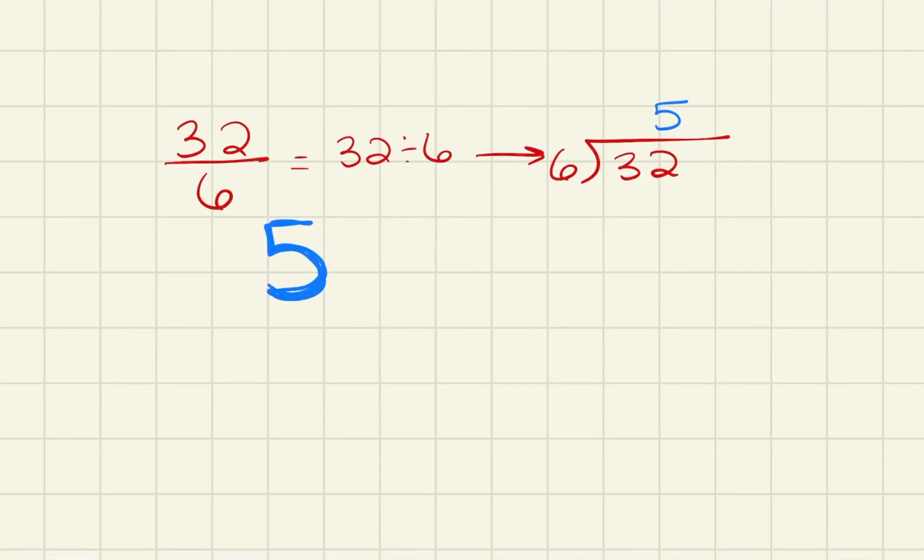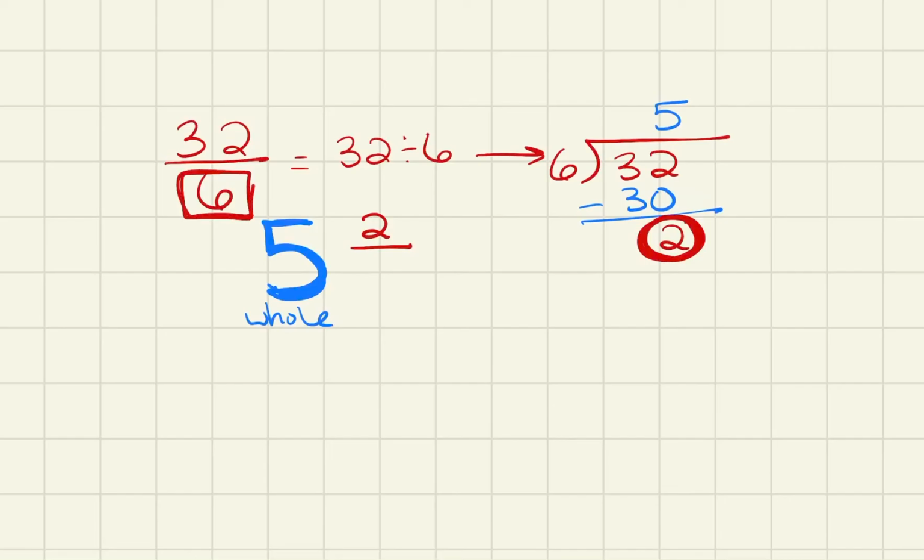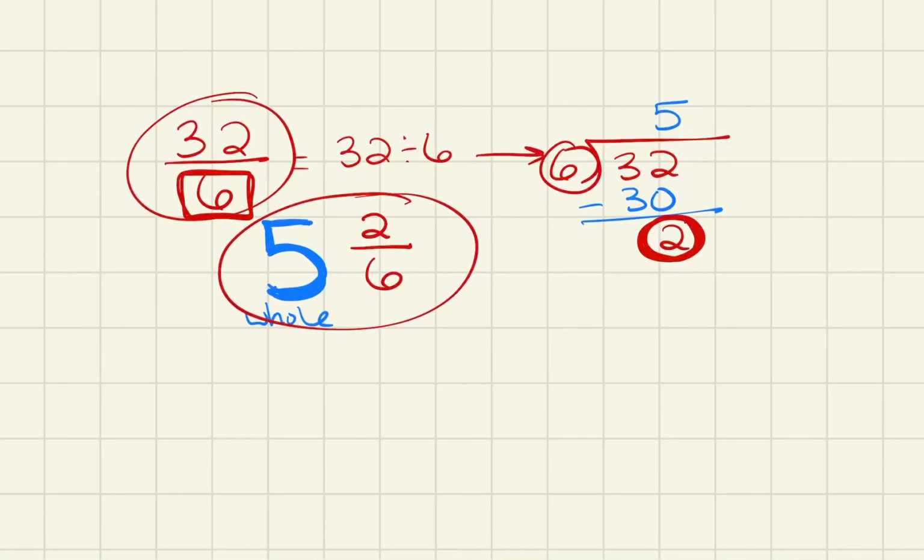Okay, 5 is our whole number. 6 times 5 is 30. It goes in 5 whole times. Okay, and you end up getting what as your remainder? You get 2 as your remainder. Okay, and it can't go in any further. So with 2 left over, this is our numerator. Our remainder is our numerator. And then whatever you started with, the 6, is the denominator. 2 out of 6. So this 32 sixths is the same thing as 5 and 2 sixths.